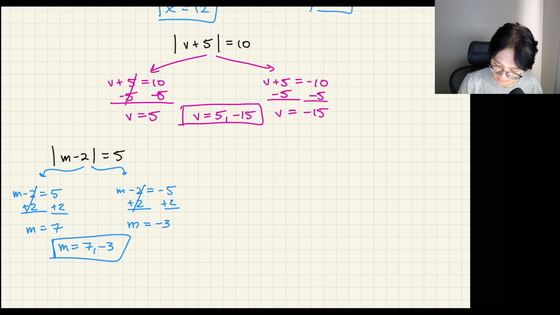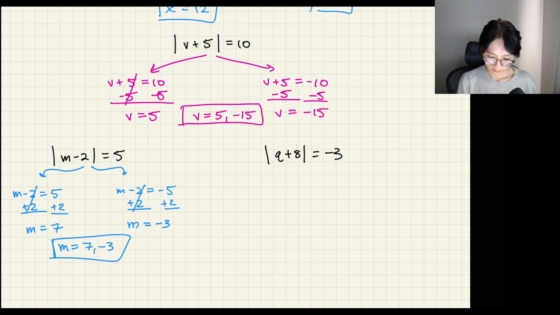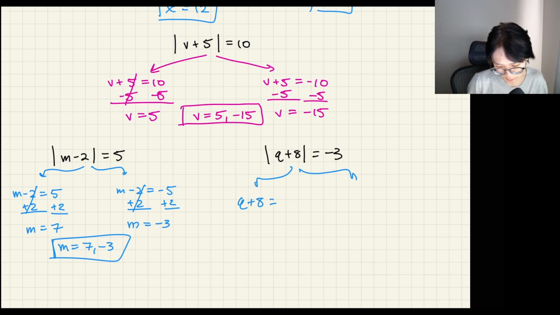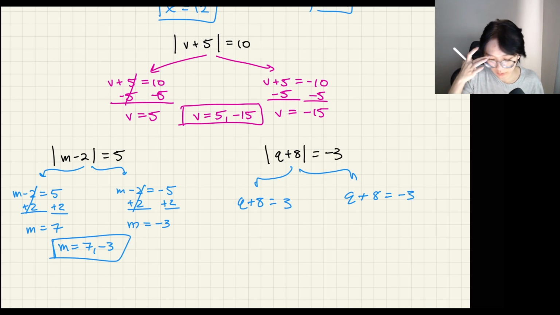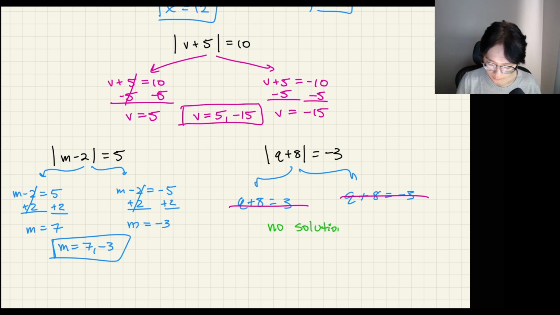Next example. Absolute value of q plus 8 is equal to negative 3. You might be thinking, okay, now we have to do the same thing. Two different equations, one equals positive 3, one equals negative, so negative 3. But hold on, just wait. This one, any work you're doing is wrong, because this one actually has no solution.